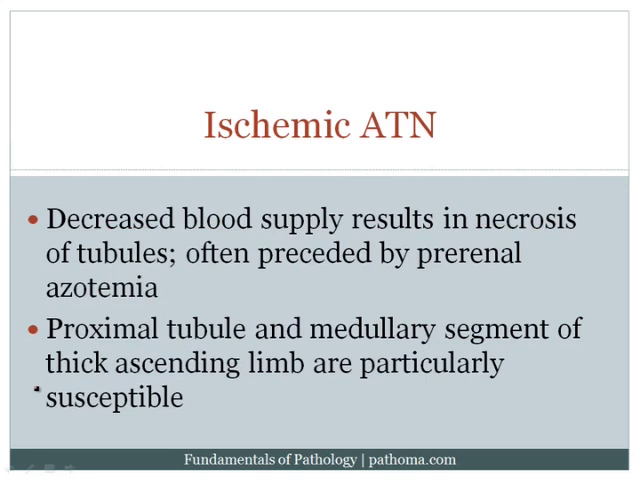Now note here one last thing, and that is in ischemic acute tubular necrosis, it's usually going to be preceded by pre-renal azotemia. You decrease the blood flow, you get a pre-renal azotemia.